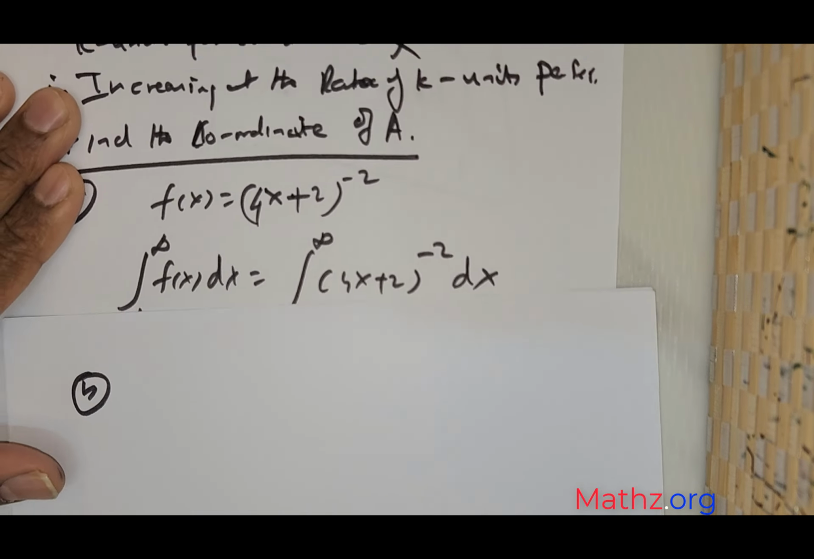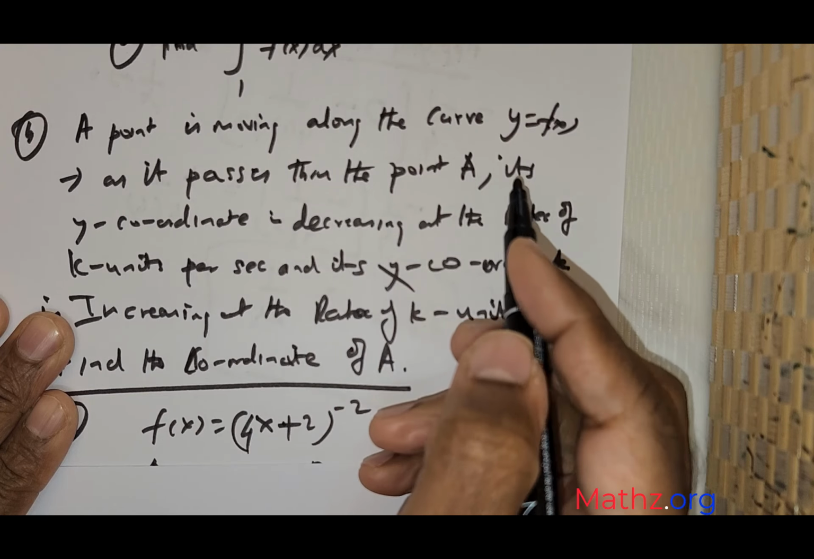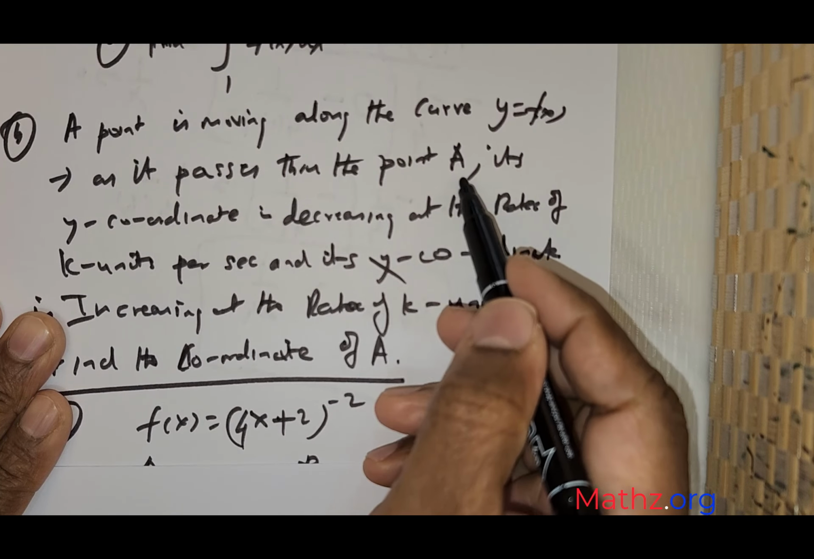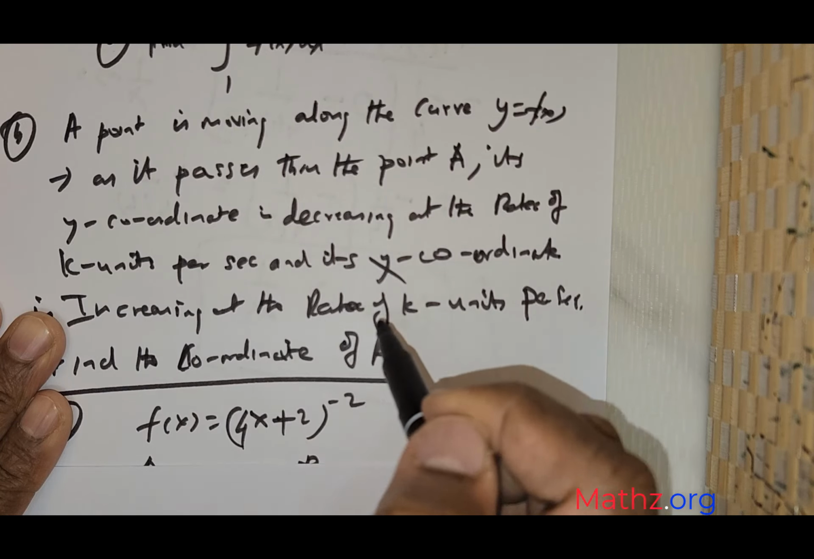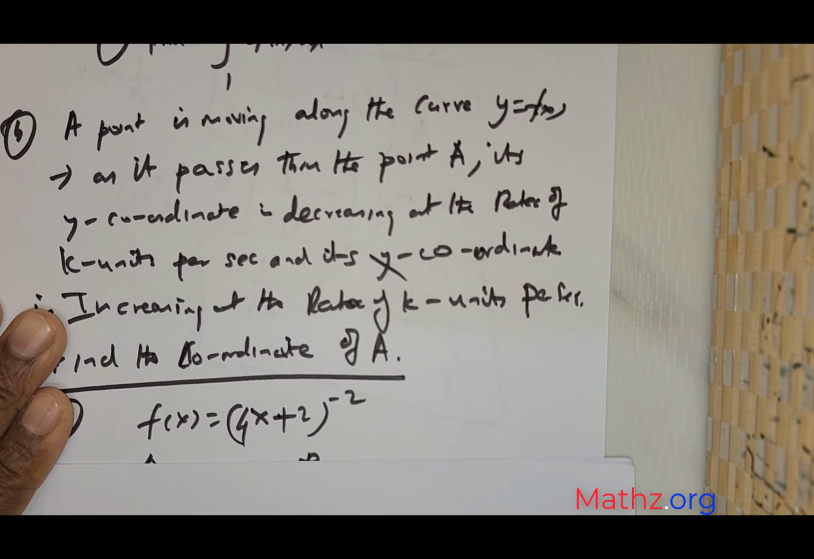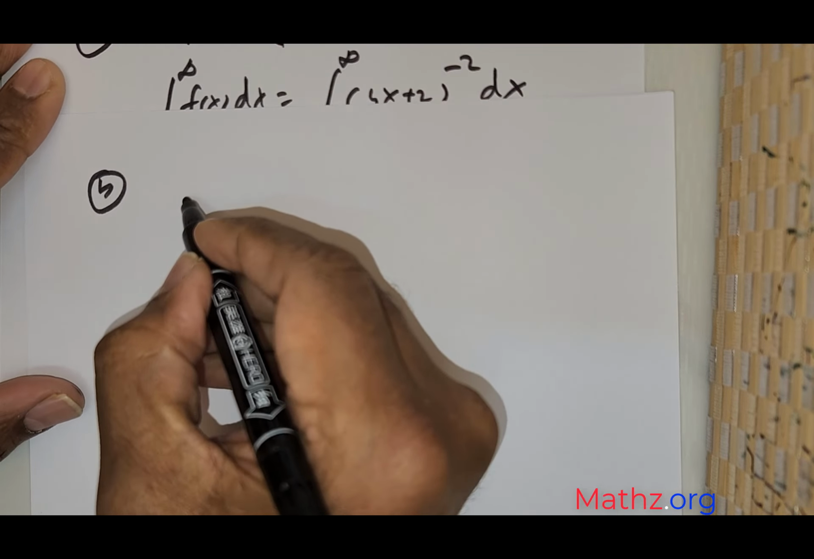Let's do the second part. A point is moving along the curve, and it says that at point A, y is decreasing at the rate of k units and x is increasing at the rate of k units. So we need to represent this. I'm going to state it like this.